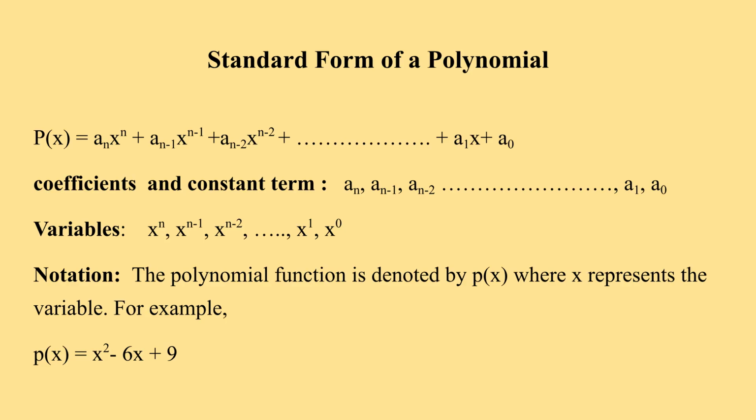Here, a_(n-1), a_(n-2), a_1, a_0 are coefficients and constant terms, and x^n, x^(n-1), x^(n-2), and so on, down to x^0, are all called variable terms. We denote a polynomial by P(x).